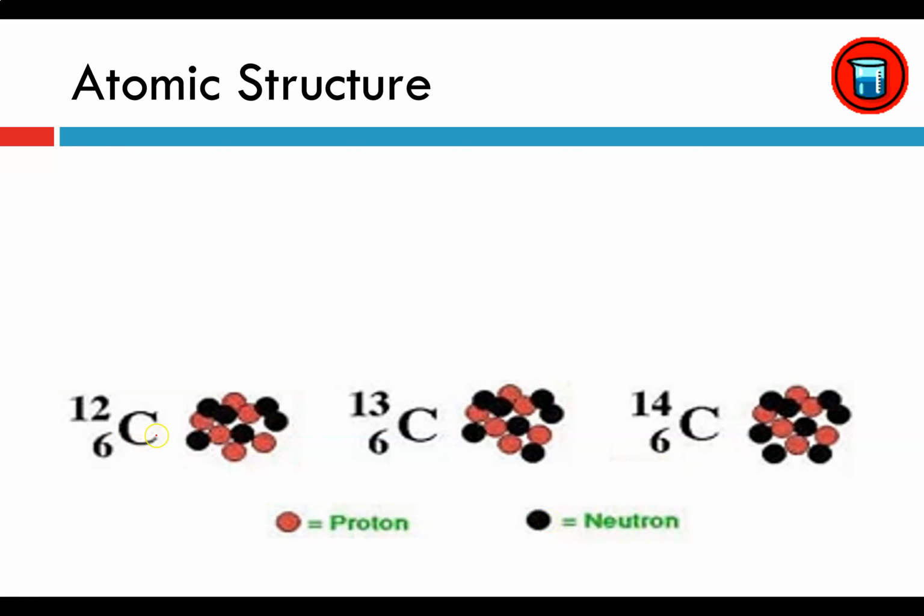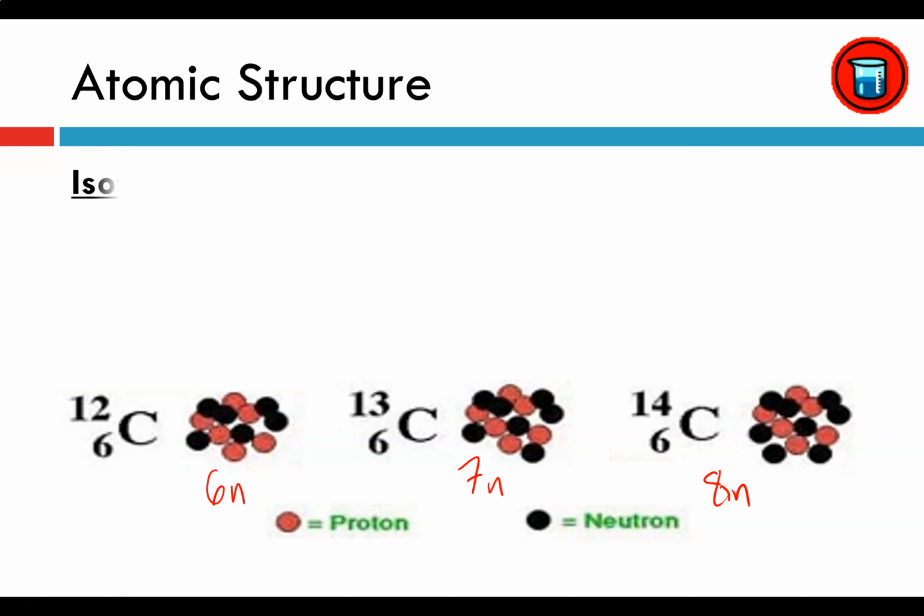In this atom of carbon-12, there are 6 neutrons. In carbon-13, there are 7 neutrons. And in carbon-14, there are 8 neutrons. We can do that math very quickly. Atomic mass minus atomic number tells us the number of neutrons.